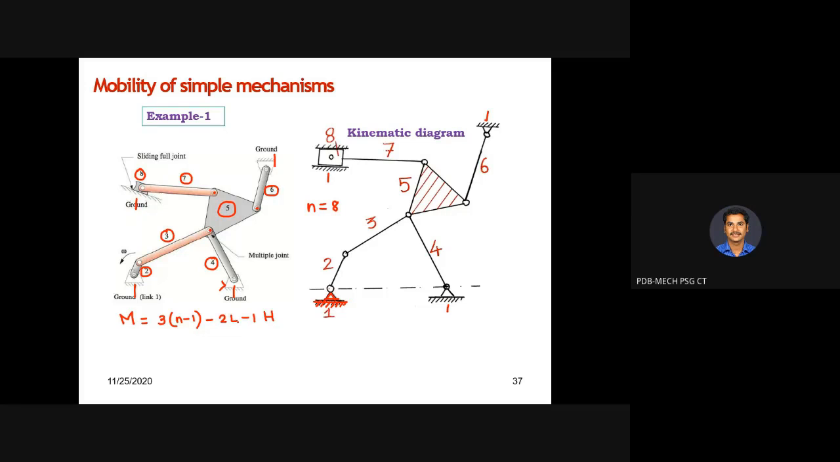How many lower pairs do we have? Look at the kinematic diagram and tell me how many lower pairs we have. I hope all are lower pairs. We don't have any higher pairs here. So all are lower pairs. How many lower pairs are there? 4, sir.